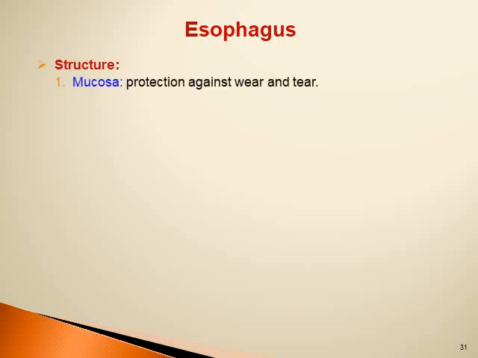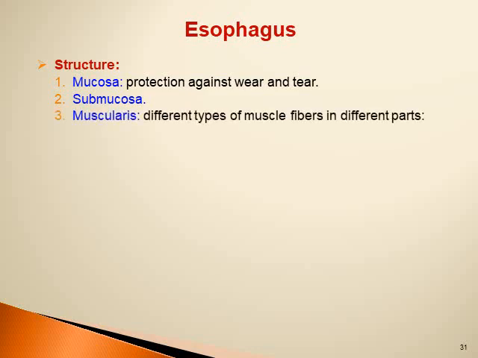Now let's talk about the last part of the lecture, which is the esophagus, the tube that extends between the pharynx and the stomach. Structurally, its wall is composed of mucosa that protects against wear and tear, submucosa that contains blood vessels, lymphatics, neurons, and the submucosal plexus, and the muscularis externa. We have different types of muscle fibers in different parts.